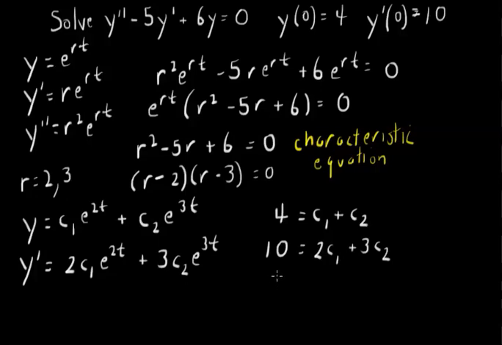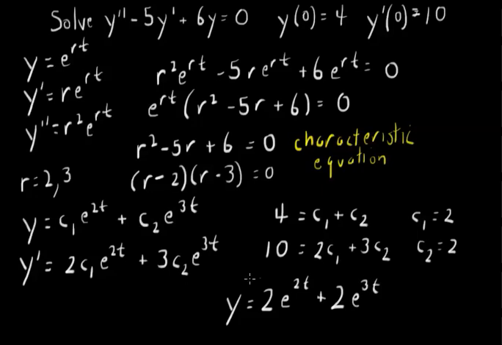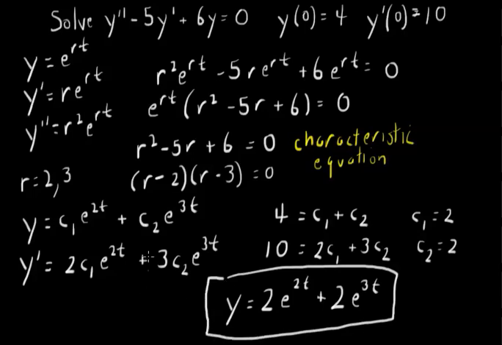And I can go through all the solving, but I'll just tell you right now, this is stuff that you can do for yourself. You should find c1 equals 2, and c2 equals 2. So we have the solution to this differential equation. Y is going to be twice e to the 2t plus twice e to the 3t. And that's our solution to our second order homogeneous linear differential equation with constant coefficients with those initial conditions.